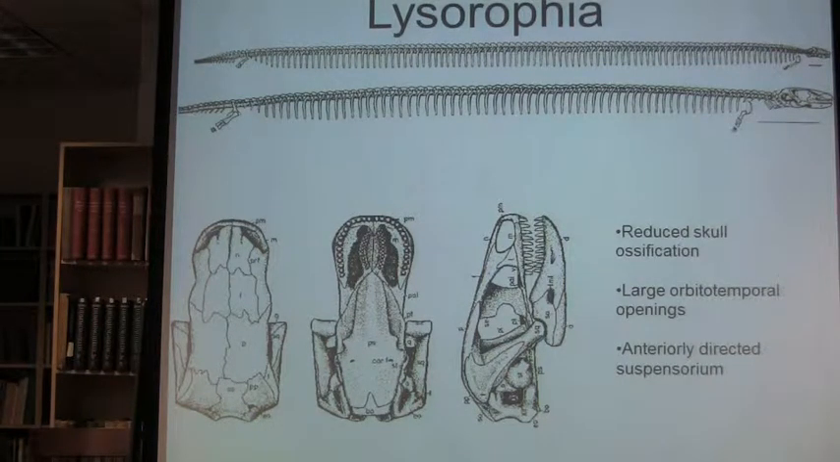The other Lepospondyl group that one particular research group has suggested is related to the origins of modern amphibians are the Lysorophians. These are elongate, reduced-limbed, with very specialized skulls in this group. But this is the group that has placed its sister taxa to Lissamphibians in this particular hypothesis.